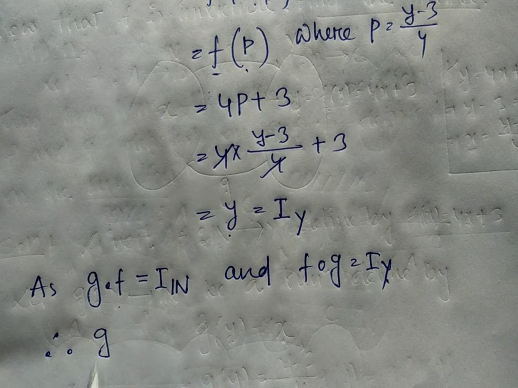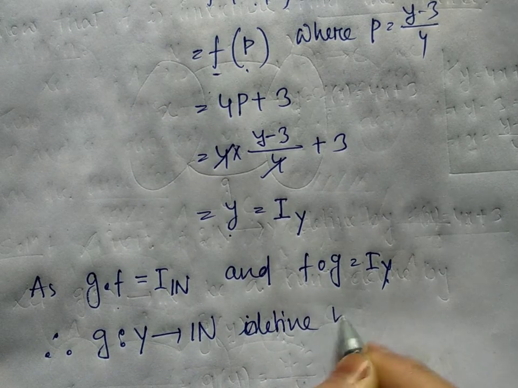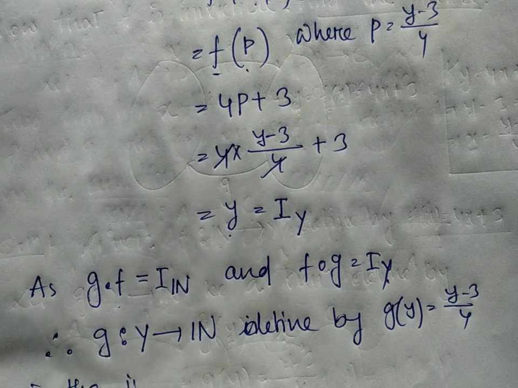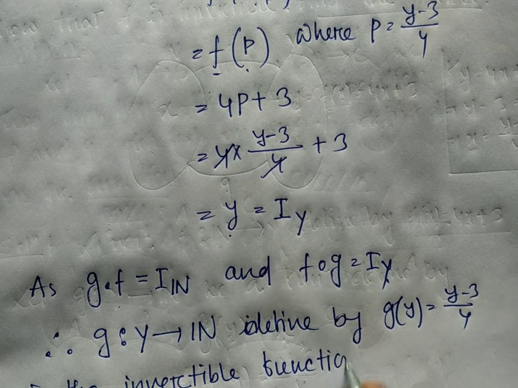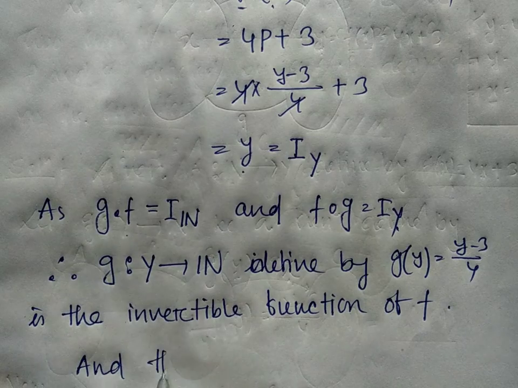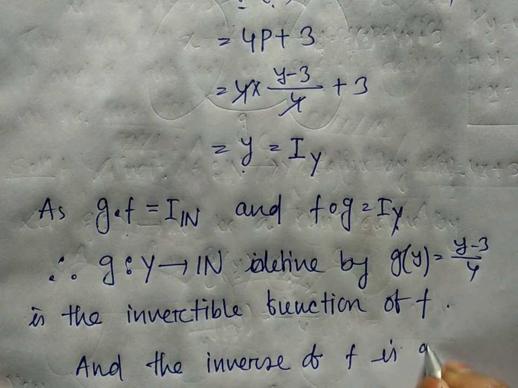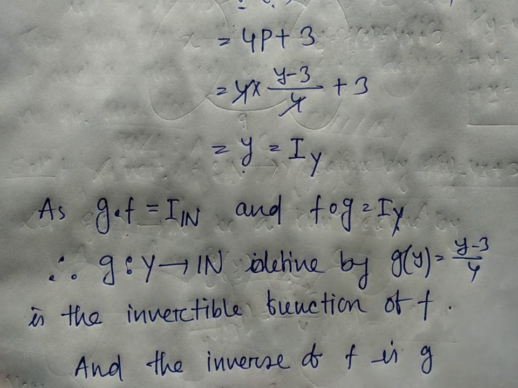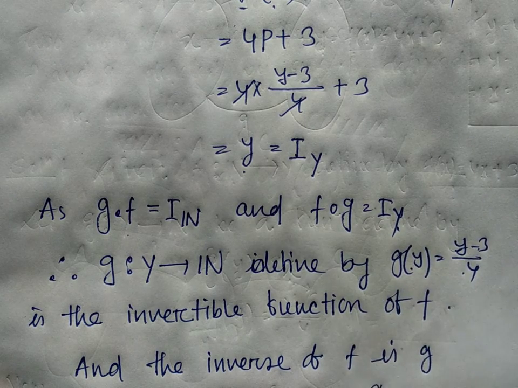Therefore the new function that we have considered, g from Y to natural number, defined by g of y is equal to y - 3/4, is the invertible function of f, and the inverse of f is g. That is, f inverse of x, f inverse means g of x. What is g of x? g of y is equal to y minus 3 by 4, so g of x is equal to x minus 3 by 4.